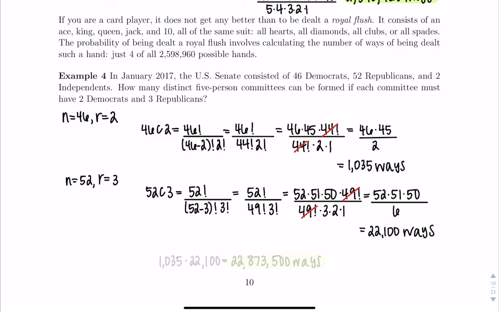And so by the counting principle, because I can only be Republican or Democrat, I just want to multiply these 2 ways together. So 1,035 times 22,100 equals 22,873,500 ways of picking our committee.